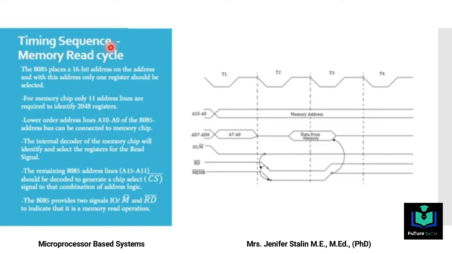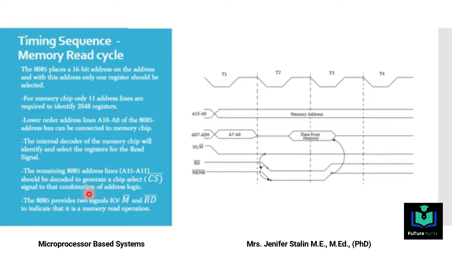The next one is the timing sequence for the memory read cycle. In this timing sequence, you are using a 16-bit address, and out of this, you use only 11 address lines to identify the 2048 registers. This can be divided into two parts: A0 to A10 as the lower address, and A11 to A15 as the higher address. A11 to A15 acts as a decoder to generate the chip select signal for the combination of the address logic.